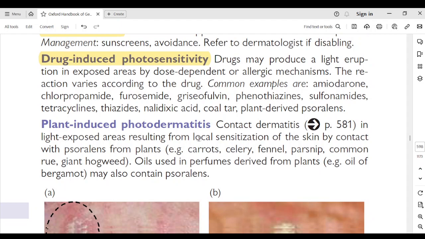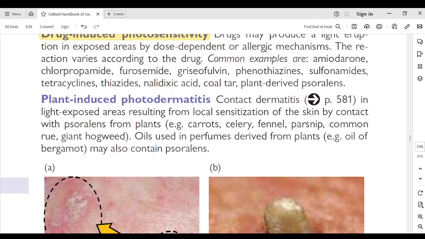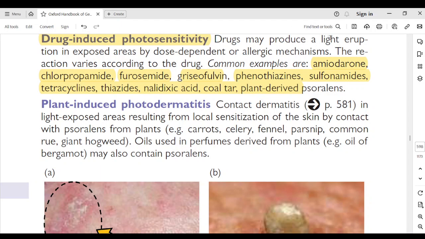Drug-induced photosensitivity. Drugs may produce a light eruption in exposed areas by dose-dependent or allergic mechanisms, and the reaction varies according to the drug. So these are the drugs which may cause photosensitivity: amiodarone, chlorpropamide, furosemide, griseofulvin, phenothiazines, sulfonamides, tetracyclines like doxycycline, thiazides, nalidixic acid, coal tar, and plant-derived psoralens.